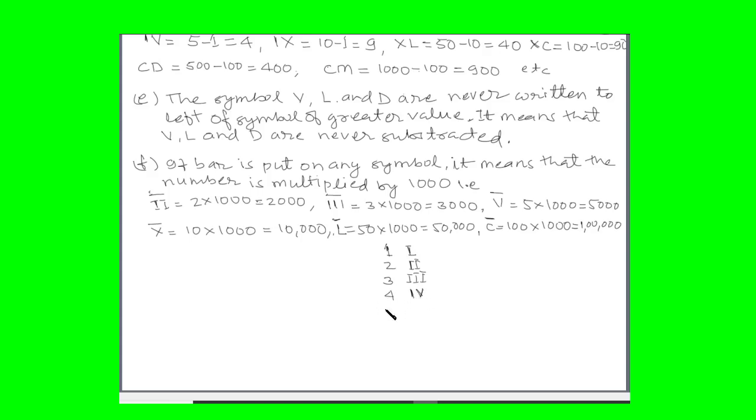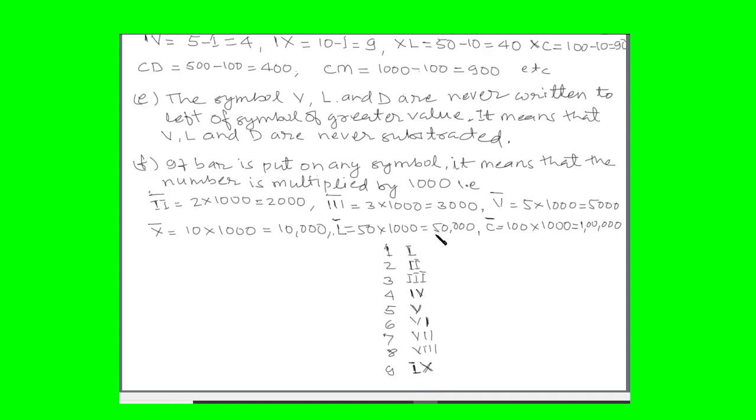5 minus 1 is 4. 5 is V, 6 is VI, 7 is VII, 8 is VIII, I 3 times, 9 is IX, as I is 1 and X is 10, 10 minus 1 is 9. So this way we use from 1 to 9.